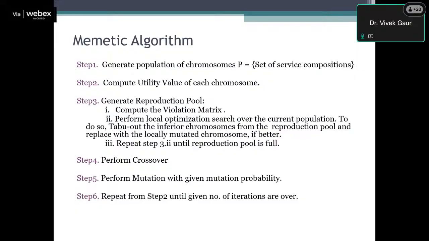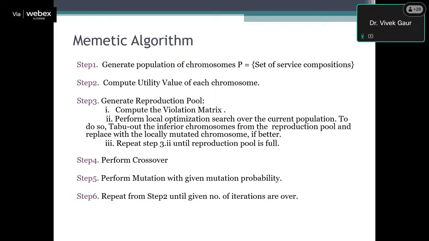The memetic algorithm has already been shown through the diagram: generate the population, that is the chromosome set of service compositions, compute the utility value of each chromosome, generate the reproduction pool, compute the violation matrix, and perform local optimization search over the current population. To do so, we need to tabu out the inferior chromosomes. Here I already explained that we have converted the service composition for each QoS parameter as one composition or chromosome from the reproduction pool, and replace it with the locally mutated chromosome.